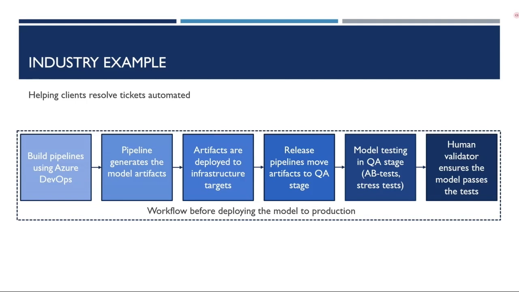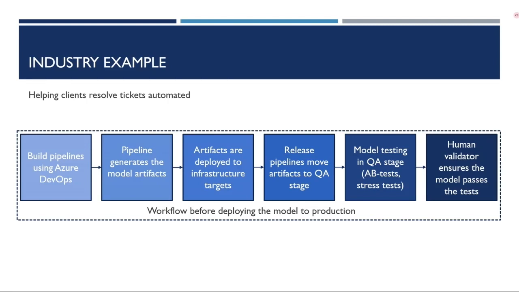This happens after they have been tested in the development environment. Then after this, the model testing happens in the QA stage. This is where they do A/B tests and stress tests. The A/B tests are tests where they change one thing and then see how it reacts, for example. And the stress tests are just to test the robustness of the code and how good it is.